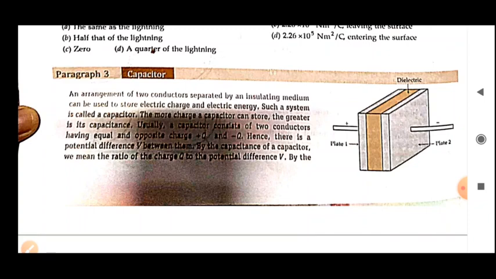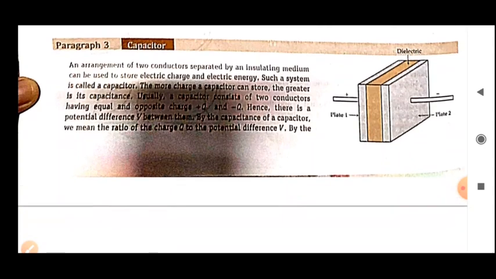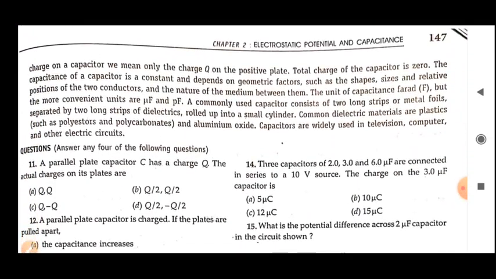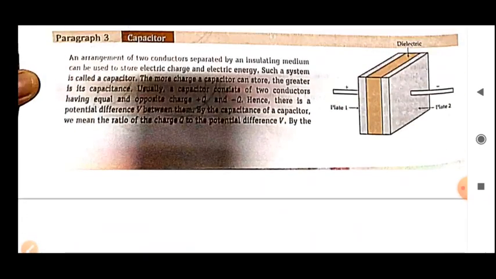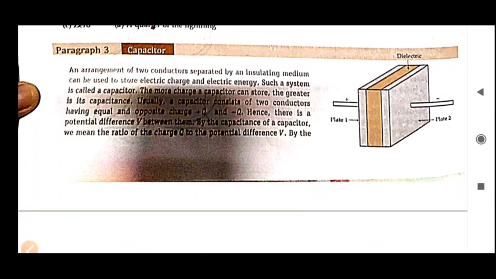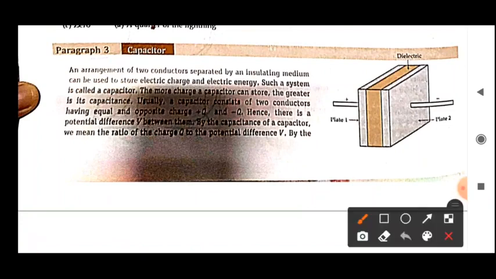Initially, a capacitor consists of two conductors having equal and opposite charges, plus q and minus q. Hence, there is a potential difference V between them. By the capacitance of a capacitor, we mean the ratio of the charge q to the potential V. By the charge on a capacitor, we mean only the charge q on the positive plate. So the total charge on the capacitor is 0: on the capacitor we have two plates, one with positive charge and one with negative charge, so the net charge will obviously be 0 in this whole case.